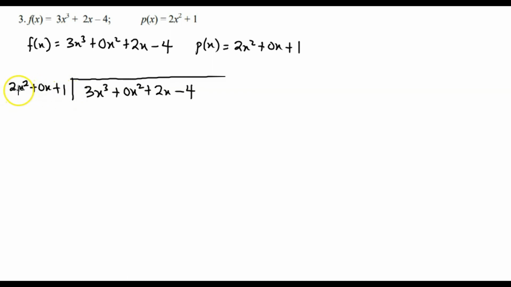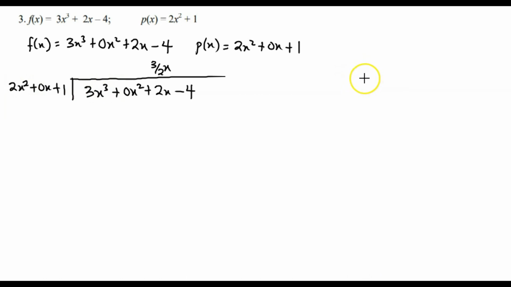2x squared will go into 3x cubed how many times? Have you thought of what it will be? It will go in 3 onto x. If you are not sure of how I had it, this is the way you could have done it. When I mean 2x squared goes into 3x cubed, how many times? This is what it implies.